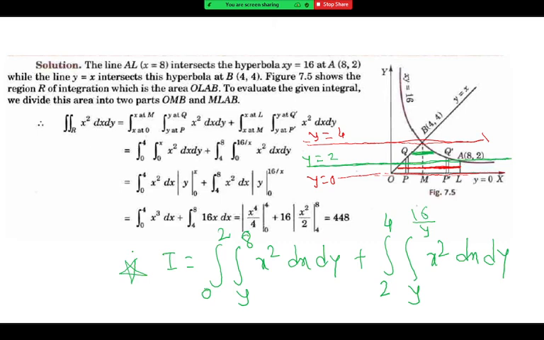The choice is yours. But both ways we have to split the region. So it's better to take the vertical strip, that is mainly the simpler one here. But those who are not interested in the vertical strip, remember, yes, you can do it with the horizontal strip also. Is that clear? Any doubt?